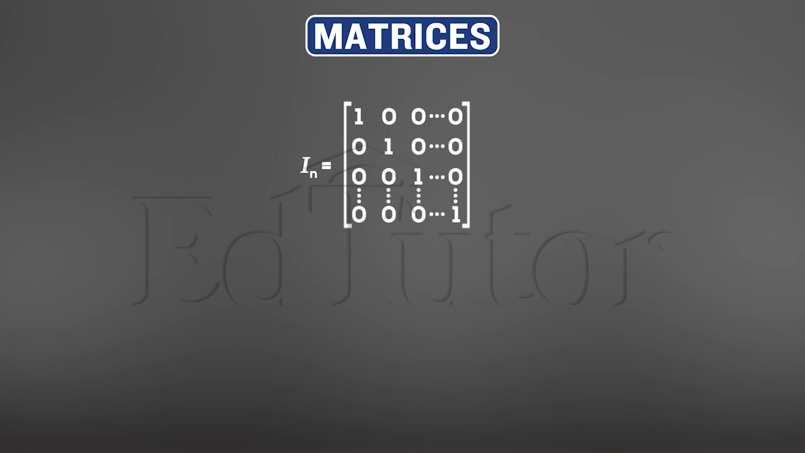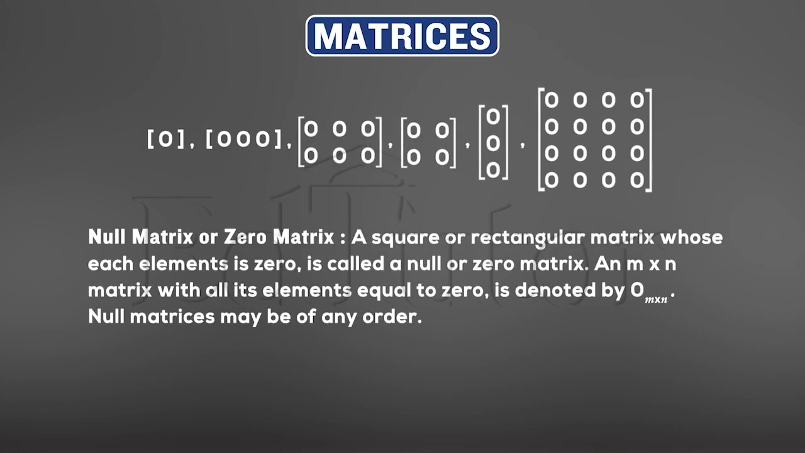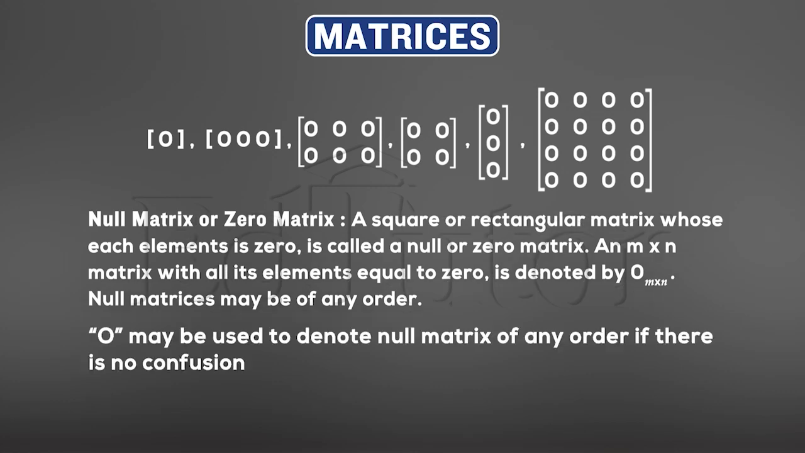Now, there's another kind of matrix that we should be aware of. It's a matrix that is similar to my bank account, just full of zeros. It doesn't matter if the matrix is a square or a rectangle matrix. If all the elements of a matrix are zero, then such a matrix is called a zero or a null matrix, and it's denoted with a capital O.